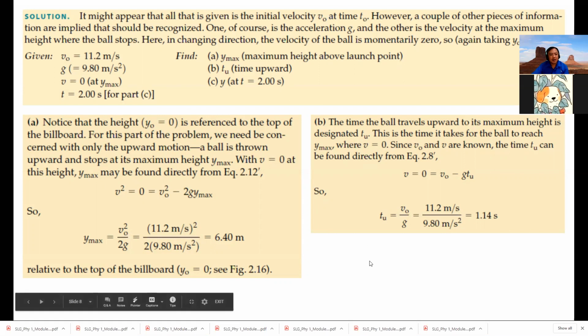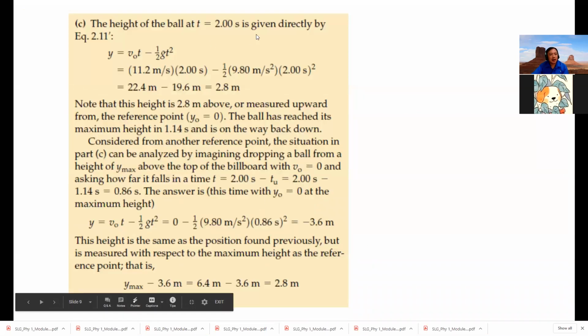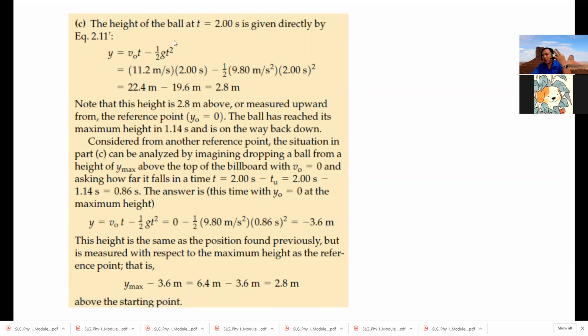Okay? So in this case, out of the three equations, you can evaluate which one is usable. So v naught t minus 1 half g t squared. So 11.2 meters per second times 2 seconds, because the initial velocity going up is positive, 2 seconds is the time, minus 1 half 9.80 times 2 seconds squared. So you get 2.8 meters.